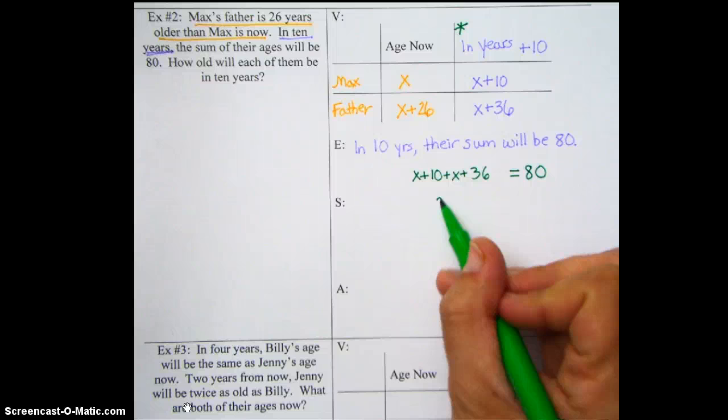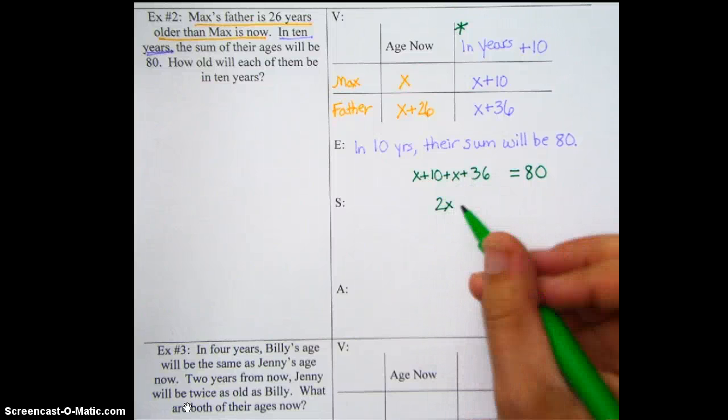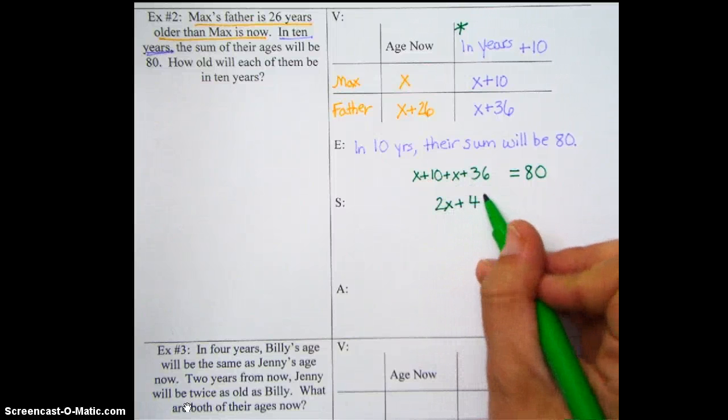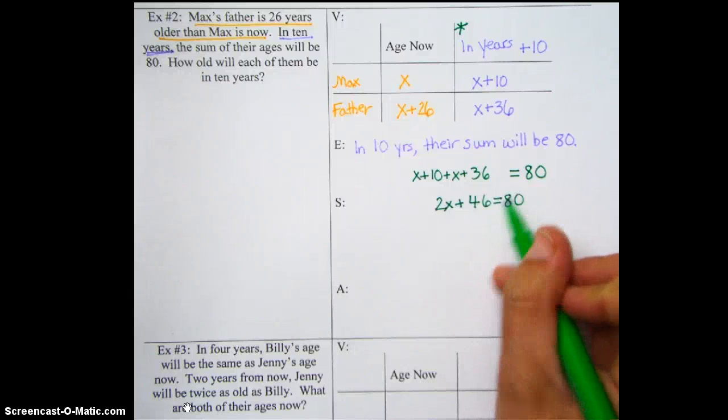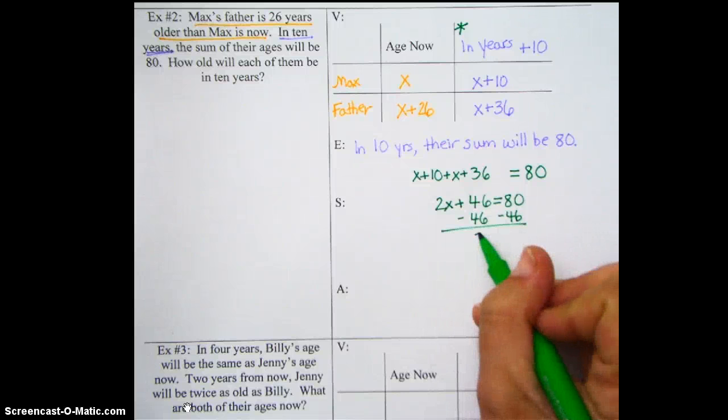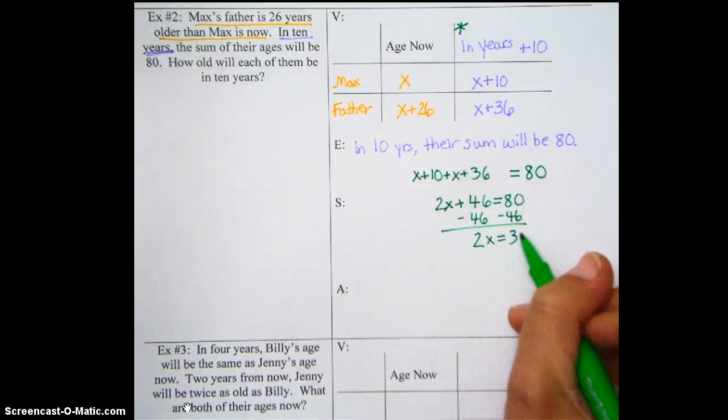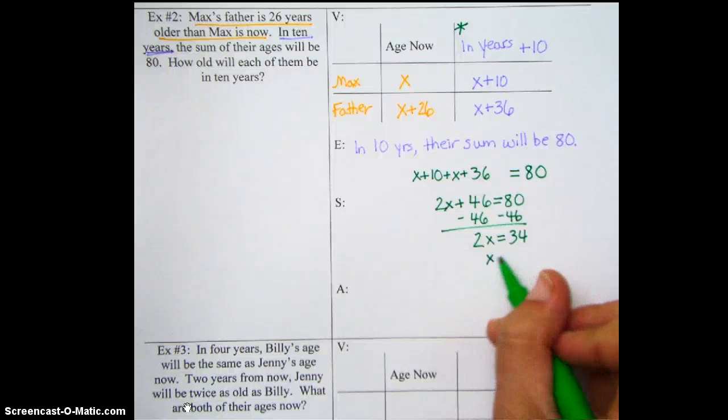X plus X gives us 2X. 10 plus 36 gives us 46, and we set that equal to 80. If we subtract 46 from both sides, we will get 2X equals 34, and if we divide by 2, we will get X equals 17.